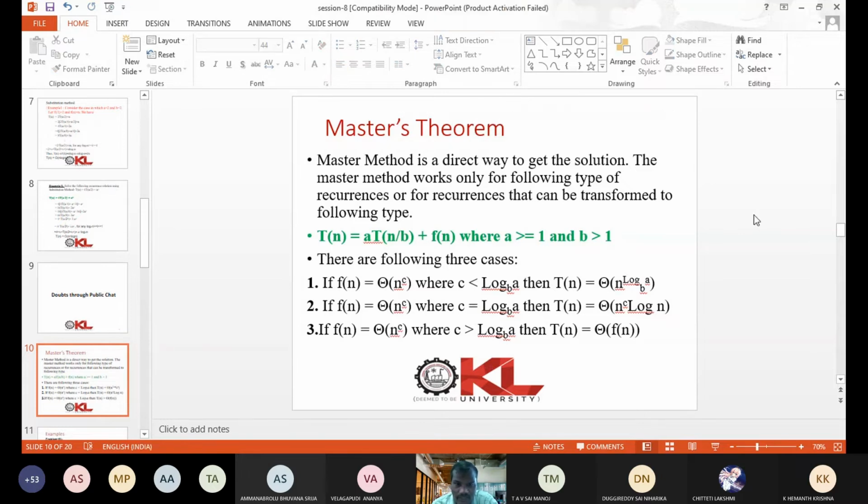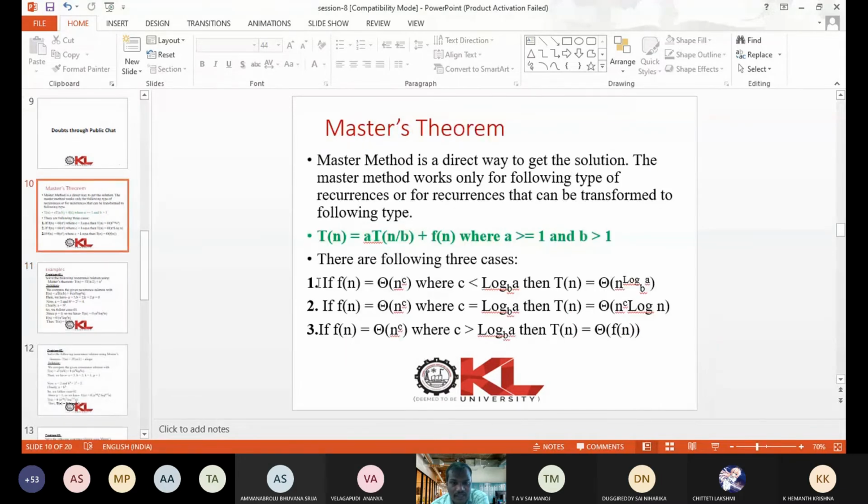Then we will check the three cases. The first case is, if f of n is theta of n power c, where c is less than log a to the base b, then T of n is theta of n power log a to the base b. If f of n is theta of n power c, where c is log a, then T of n is theta of n power c log n. If f of n is theta of n power c, where c is greater than log a, then T of n is theta of f of n.